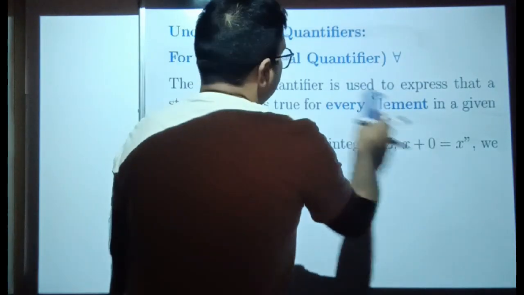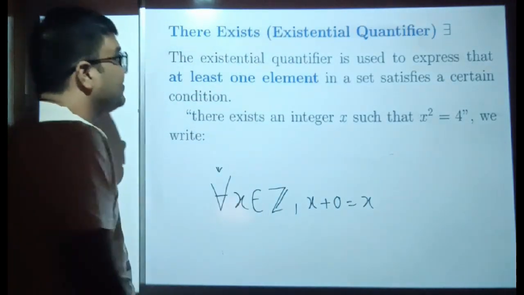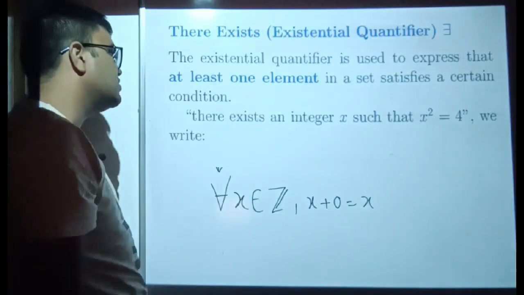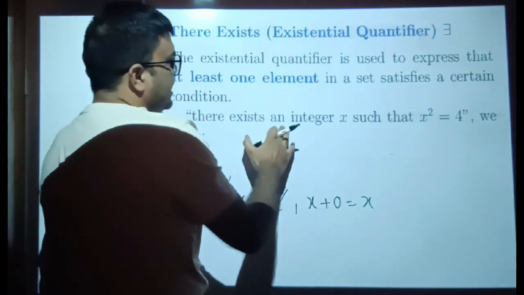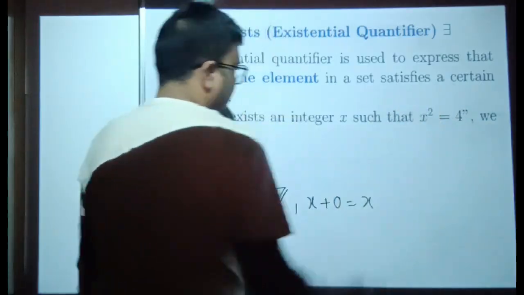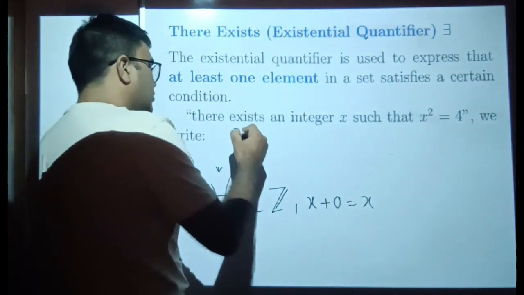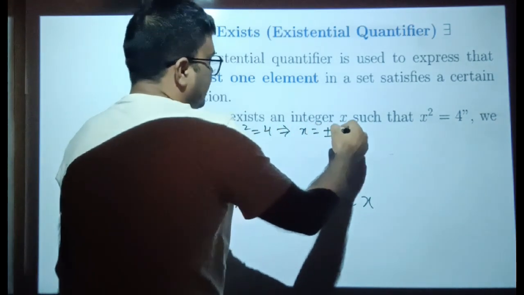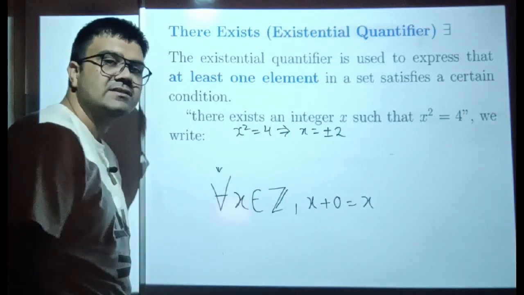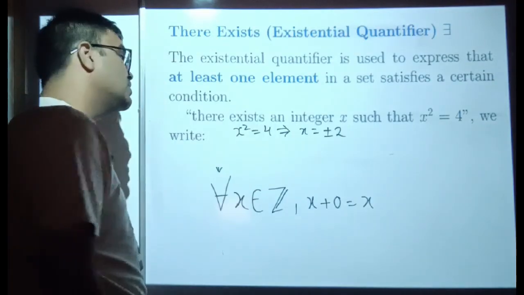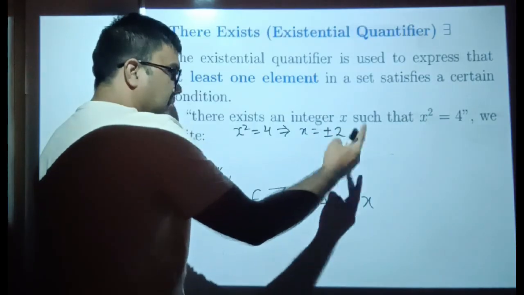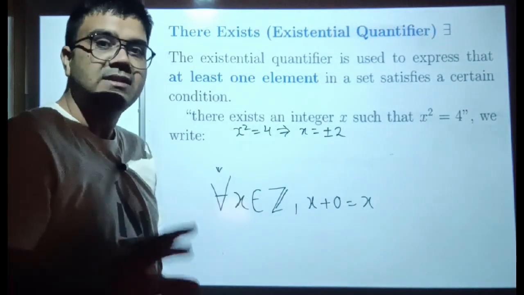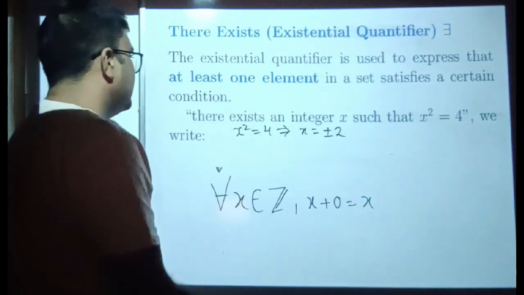The next quantifier that we have is the there exists, or existential quantifier. Now suppose we are talking about: there exists an integer x such that x square is equal to 4. If x square is equal to 4, we have x is equal to plus minus 2. This holds only for two integers. It is not holding for all integers. So we are saying that there exist, in this case, two integers such that x square is equal to 4. There is a solution for this statement. How do we write this statement?